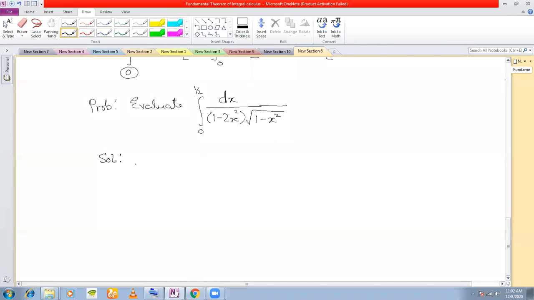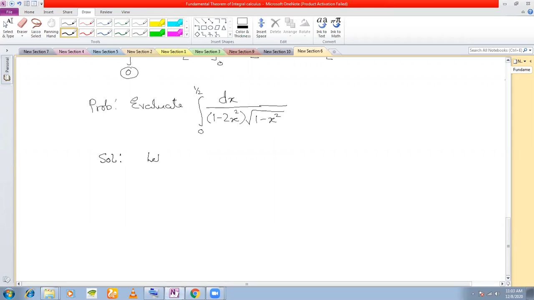No, a normal indefinite integral. How to evaluate? Don't look at the limits right now. If you see under the radical sign, you have 1 minus x square. So this gives you a hint that you have to put x is equal to sine theta or cos theta.